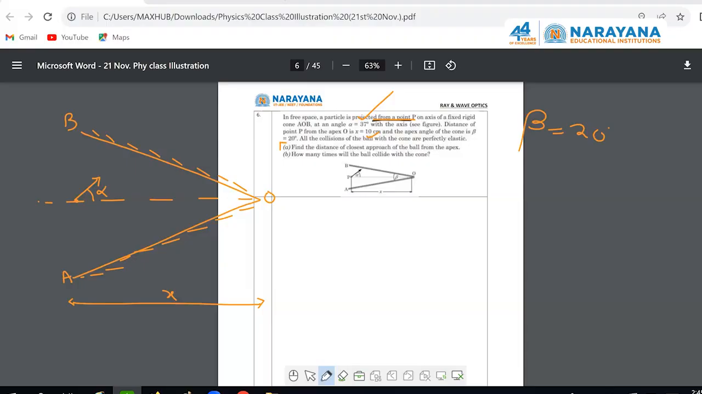So what is the question we need to answer? What is the distance of closest approach of that beam with respect to the apex of the cone? And you have to also find out the number of times the beam will get deflected. So ultimately what we are trying to do here is, this beam goes, hits, then it comes here, it reflects from this place, and this keeps on happening by law of reflection, it carries on. So we need to find out the number of times it will get reflected.